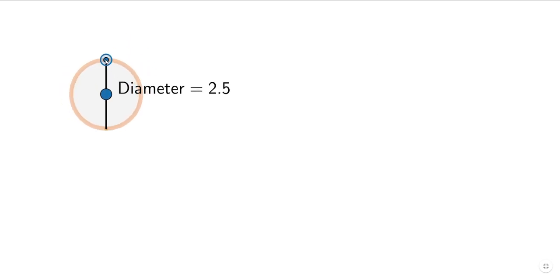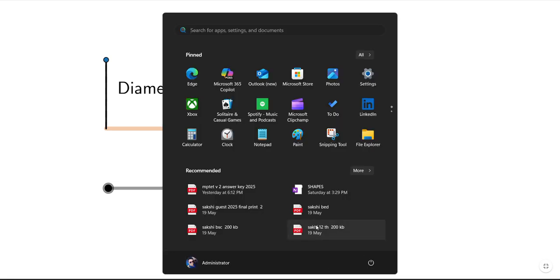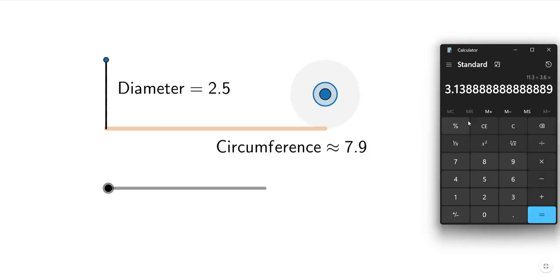Suppose we have a diameter of 2.5, right? And now we are opening its circumference, and its value is 7.9. Now look at the calculator. We are dividing 7.9 by 2.5, which is equal to 3.16. So it is nearly equal to the value of pi, that is 3.14.